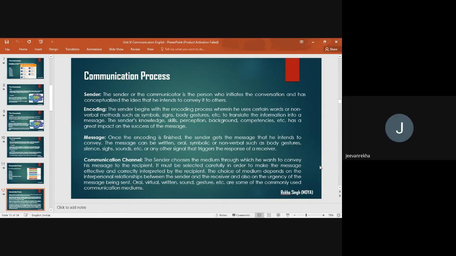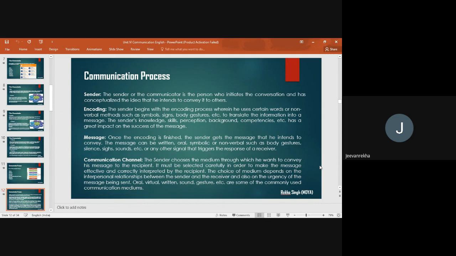Suppose I am saying you are very beautiful, okay? But my expression says otherwise. Is it impactful? No. It will leave a bad impression on you about me. So it should be powerful. It should be clear. The sender encoding a message to you should be clear about skills, perceptions, backgrounds, competencies, etc., which have a great impact on the success of the message.